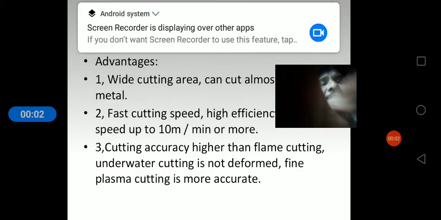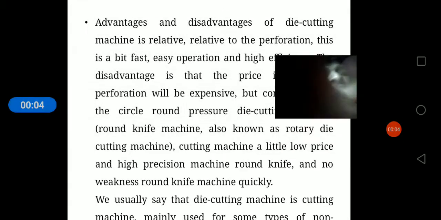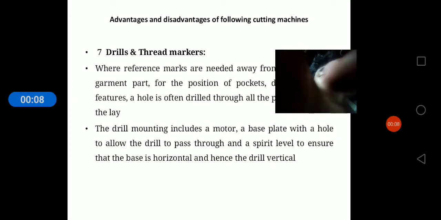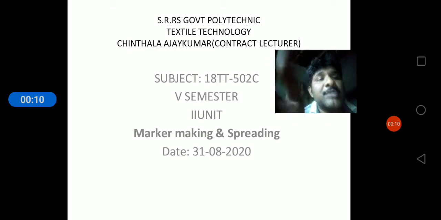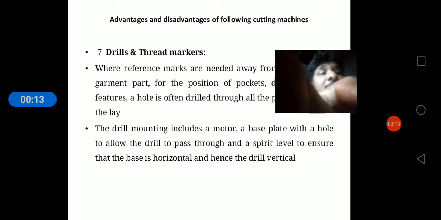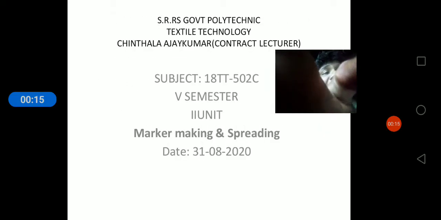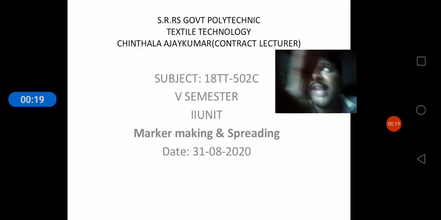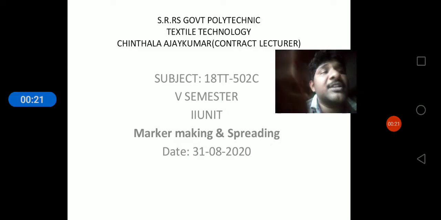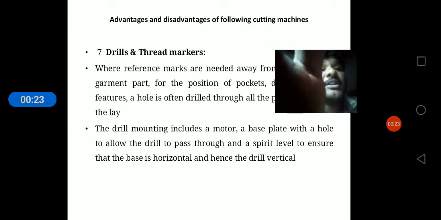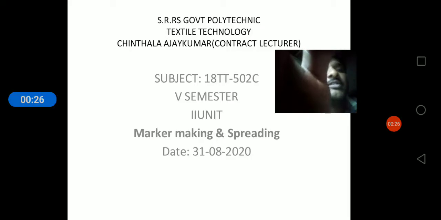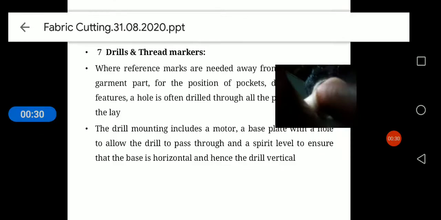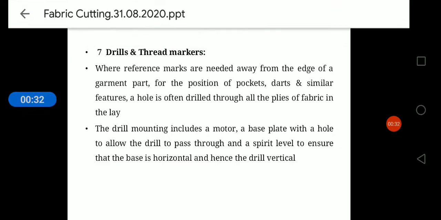Cutting section. First topic: what do we mean by cutting, and what are the different types of cutting? What are the different types of marking, making and spreading? There are different types of cutting machines used, and what knives are used. What are the advantages and disadvantages of knives, and following these types of knives, how to use them, we have to include in this.